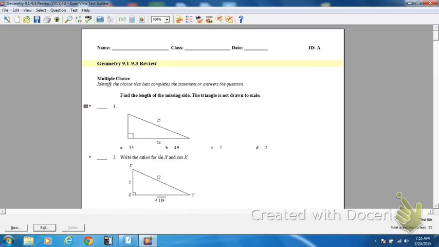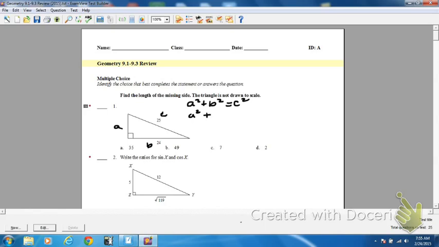Okay, we're going to look at the 9.1 to 9.3 chapter review. Find the length of the missing side in the triangle. Anytime we have two sides of a triangle and we want to find the third side, we use the Pythagorean theorem. So we're going to use a squared plus b squared equals c squared. And the legs are a and b, so I'll make this a, b, c. We want to find a.